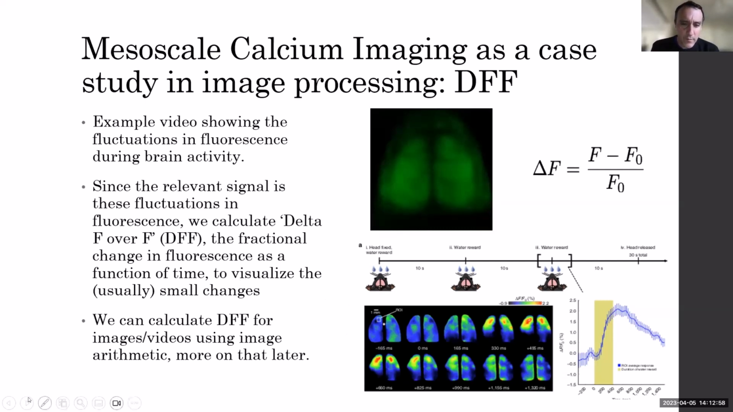If you look at the panel below, you can see an example where we given a mouse water droplets and presented this montage of delta F over F images. And you can see the anterior parts of the cortex light up when the water droplet reaches the animal's tongue.